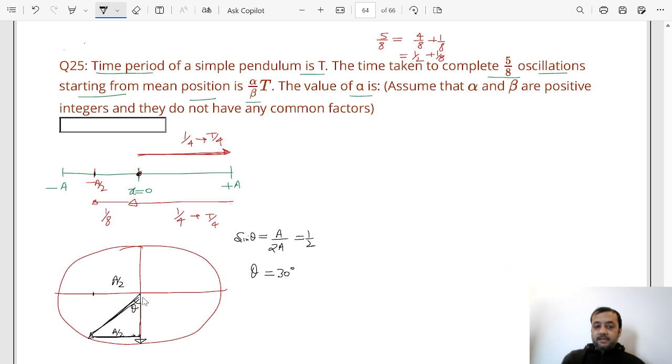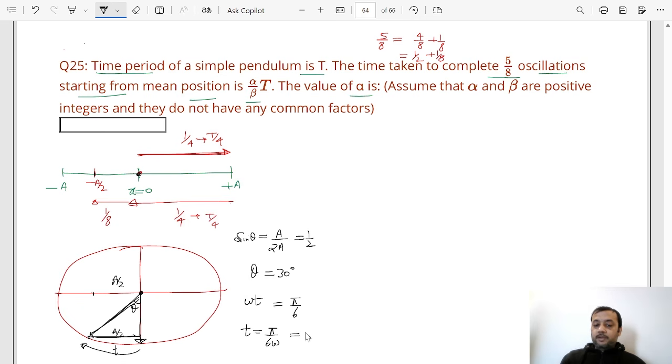So we can understand that when the particle goes from origin to minus a by 2, the phasor rotates by an angle of 30 degrees. Now you know that the phasor rotates at a constant angular velocity of omega, so omega t is the total angle rotated. t is the time from here to here, that should be equal to 30 degrees, which is pi by 6. So the time will become pi by 6 omega.